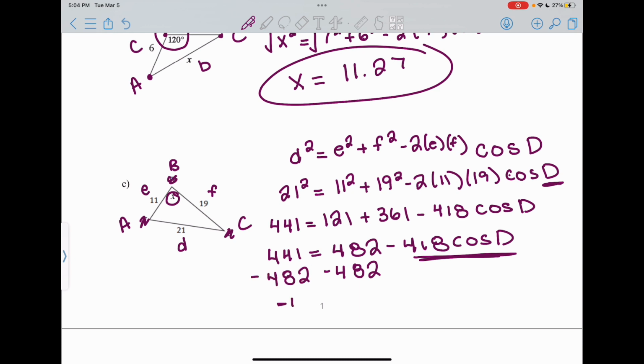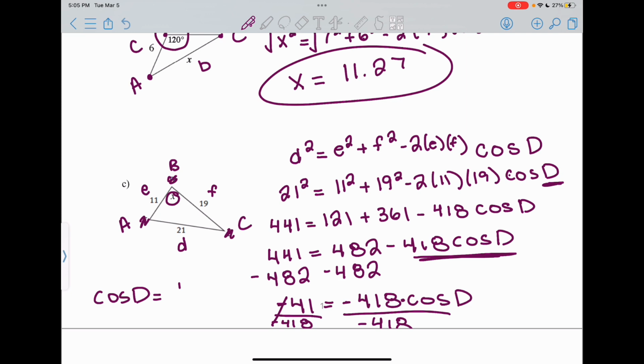And this will give me negative 41 equals negative 418 cosine of D. And because the negative 418 is being multiplied to the cosine of D, I have to divide. Two negatives will cancel out to be a positive. So I'm left with the cosine of angle D is equal to 41 over 418.